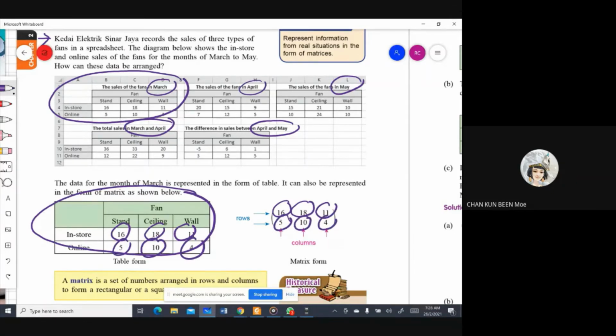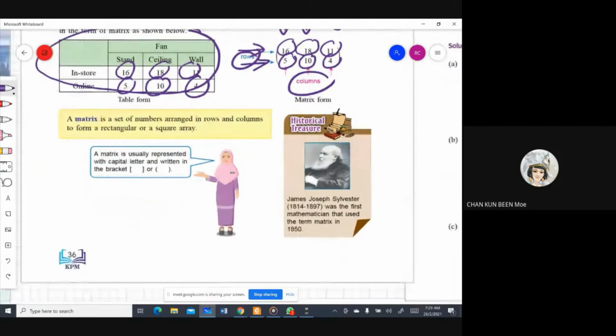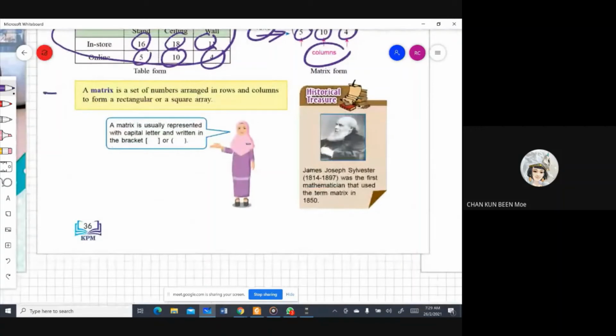Okay, just like what you have learned in, if some of you took ASK, right? So in computer, we learn about rows. These are rows, and these are called columns. Rows, columns. You need to know this. Okay, what is a matrix? Here, a matrix is a set of numbers arranged in rows and columns to form a rectangular or a square array. Okay, so it forms up an array which is made of numbers.